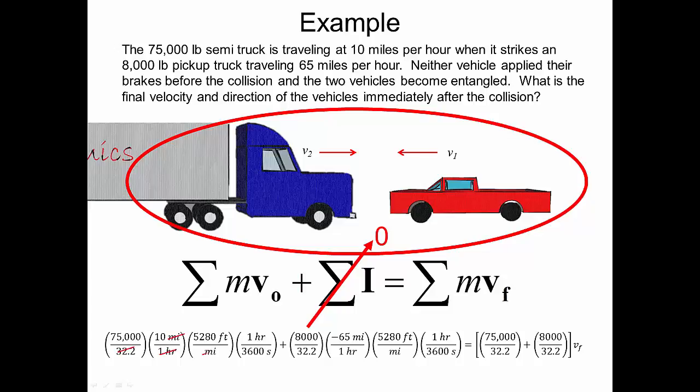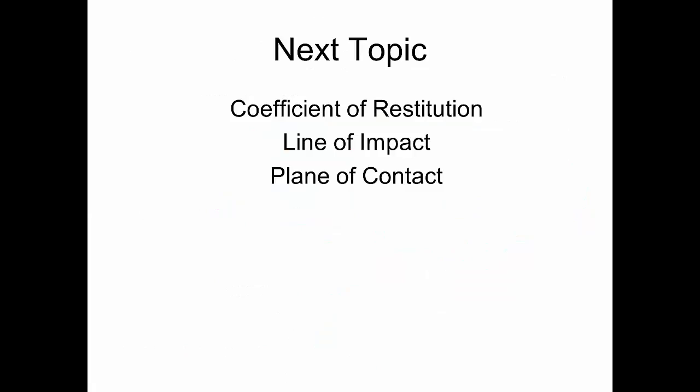Canceling out what we can, and solving for our final velocity, gives us a final velocity of 4.06 feet per second, or 2.77 miles per hour to the right. So after this collision, both vehicles will be traveling in the same direction that the semi-truck was initially traveling. Our next topic is the coefficient of restitution, line of impact, and plane of contact.